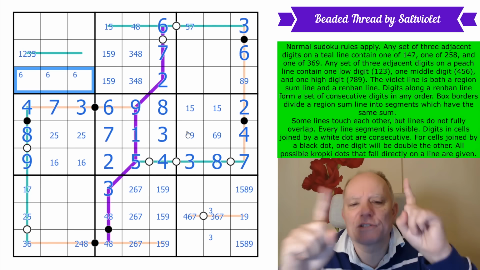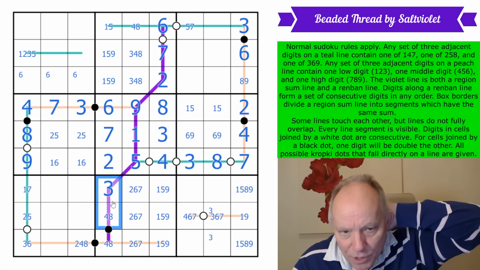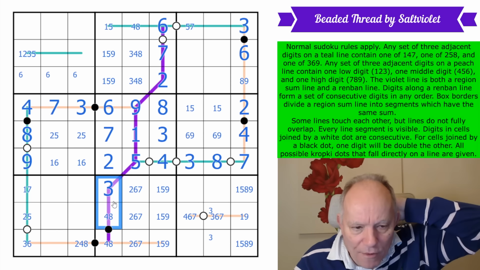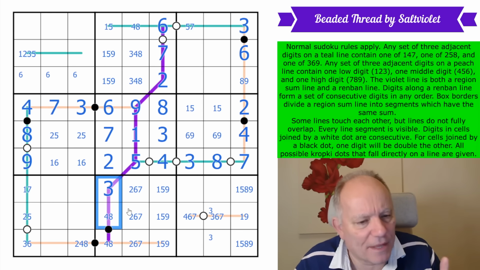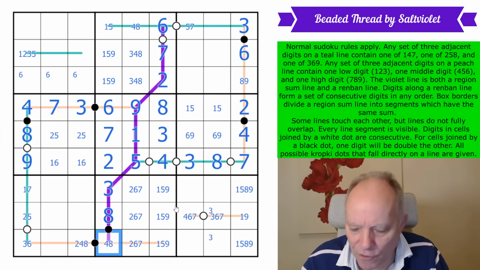Oh, the negative constraint. Yes, look, 3, 4 is not possible there, because there would be a white dot along a line. Oh, there's going to be more of that. Well, there's not many. No, there's not many line possibilities. So maybe there's not much more, but that's still a finding. 8 there and 4 there.